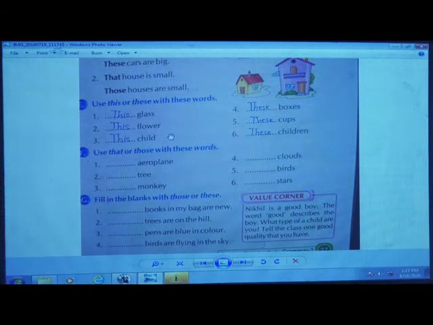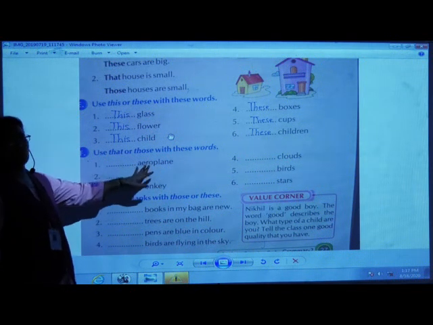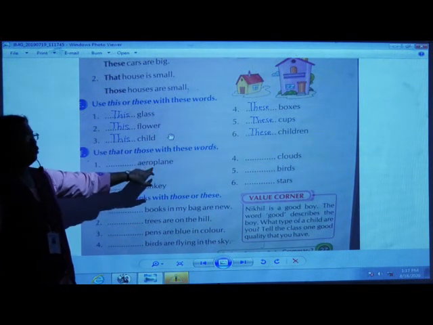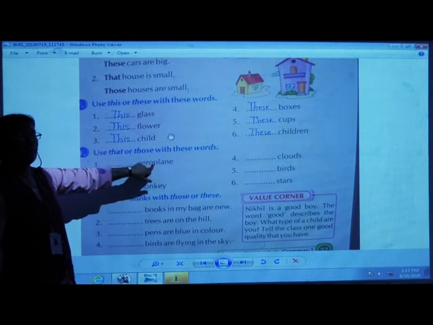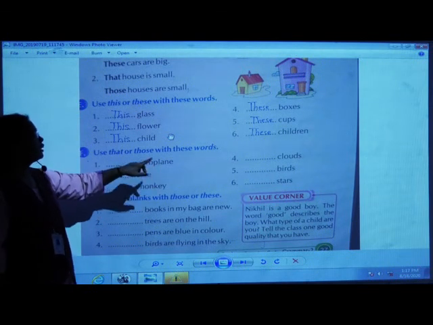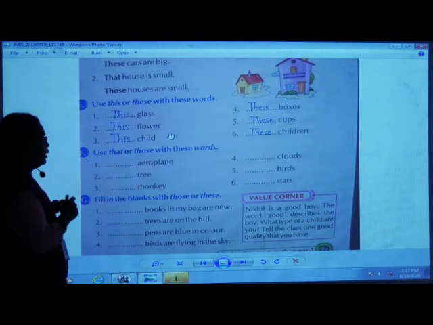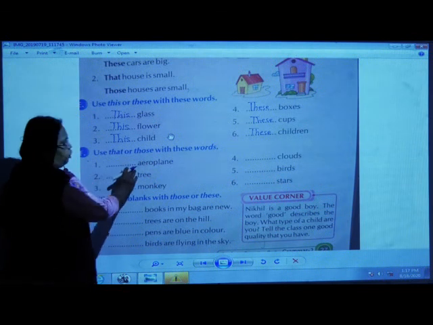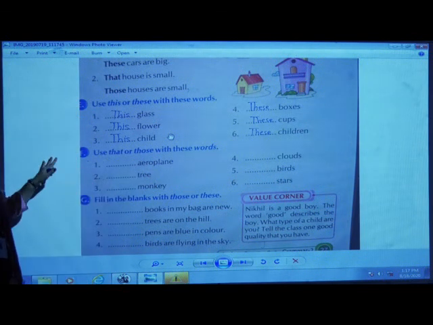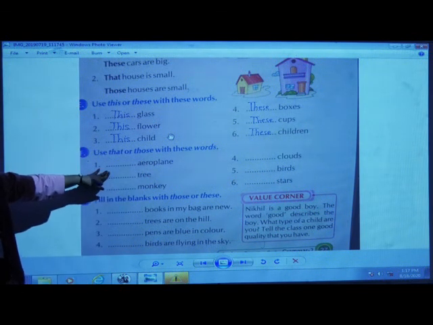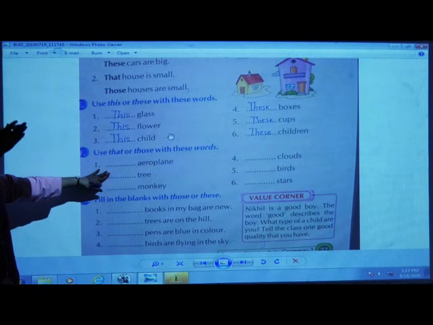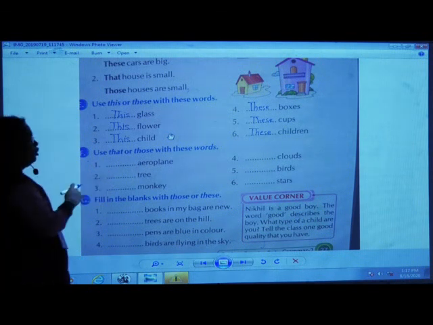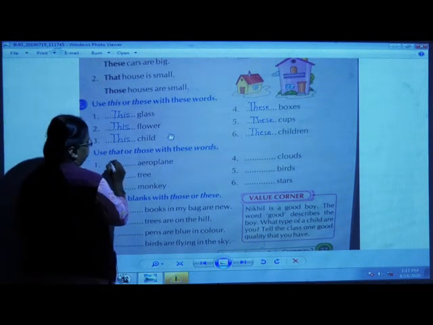Now use that or those. Now how many aeroplanes are there? Only one aeroplane. For one aeroplane, what will we use? Correct, that aeroplane. And why will we use that? Why will we not use this aeroplane? Because it is very far from us. So that aeroplane.